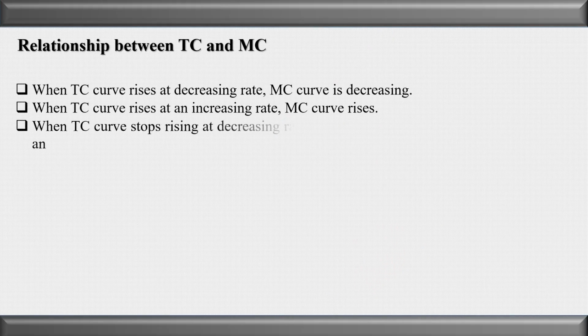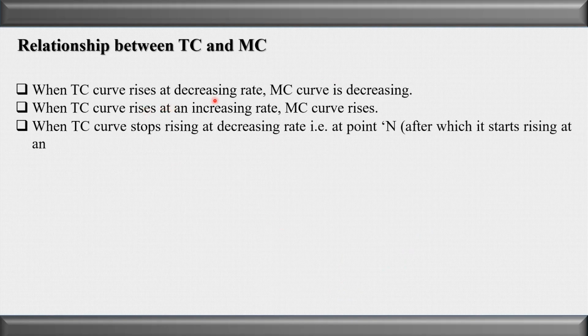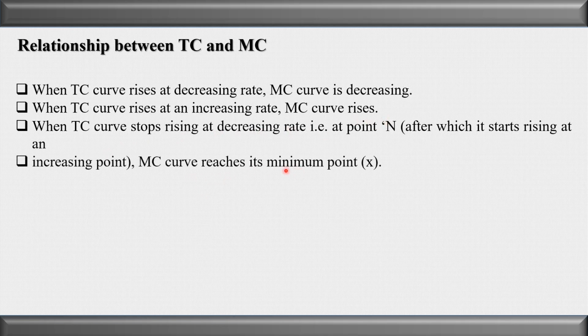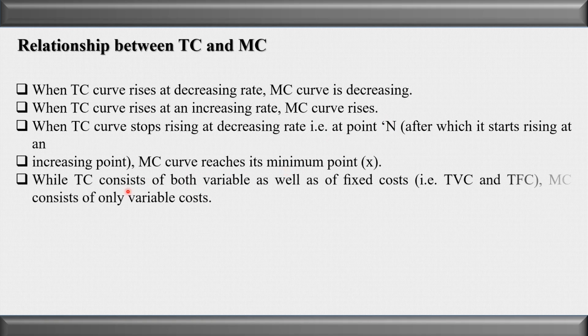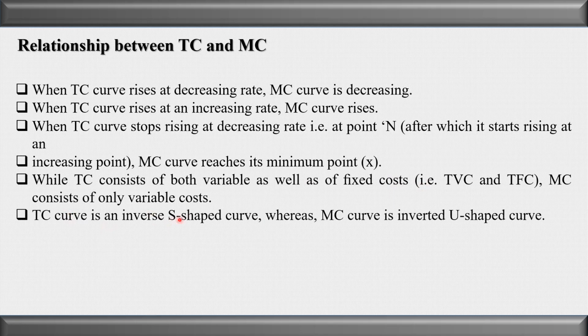Let us see the relationship. When the total cost rises at a decreasing rate, marginal cost is decreasing. When total cost rises at an increasing rate, marginal cost rises. When the TC curve stops rising at a decreasing rate, that is point K, marginal cost is at its minimum position, that is L. While TC consists of both variable as well as fixed cost, MC consists of only variable cost. The shape of TC is inverse S shape and the shape of MC is U shape.